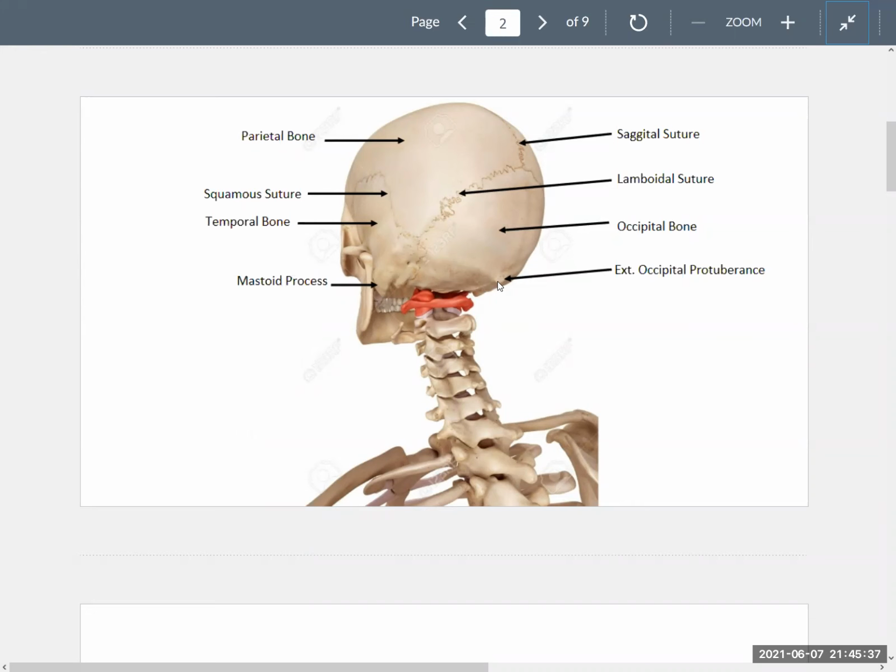Can you feel the bump at the back base of the occipital bone? You have a bump at the back of your head. You know, some people don't. Most of us normal people do. This is the external occipital protuberance.